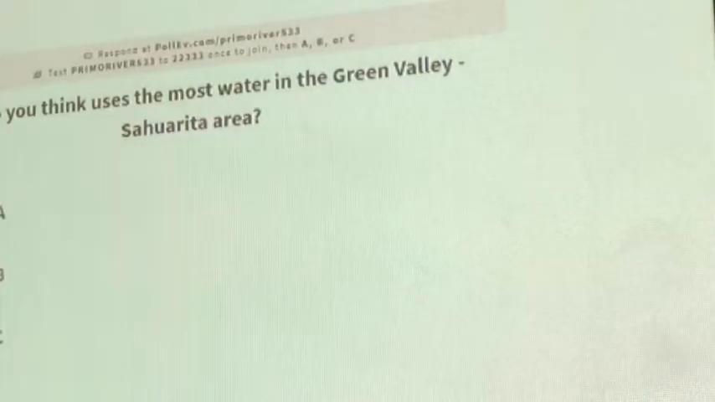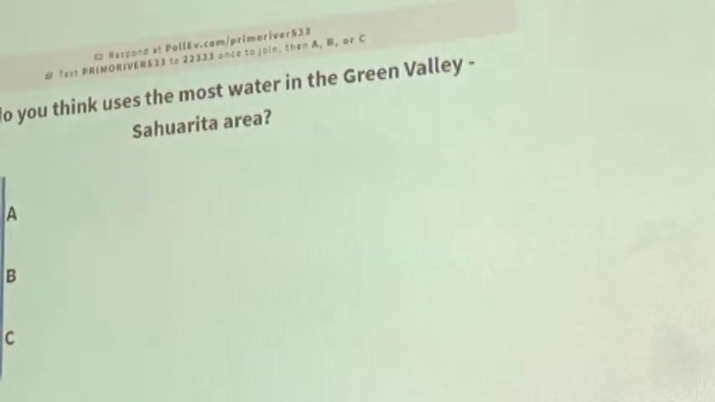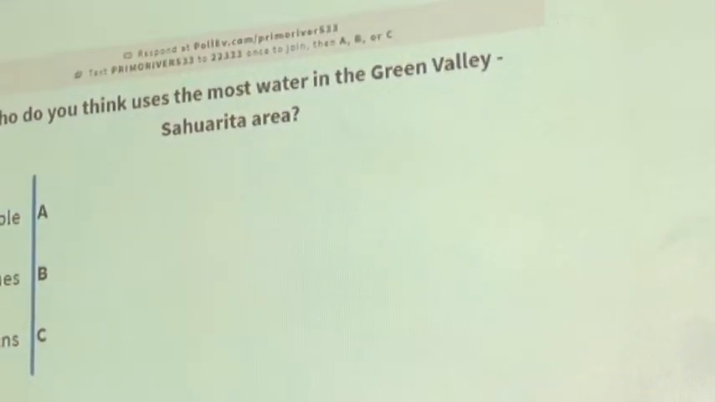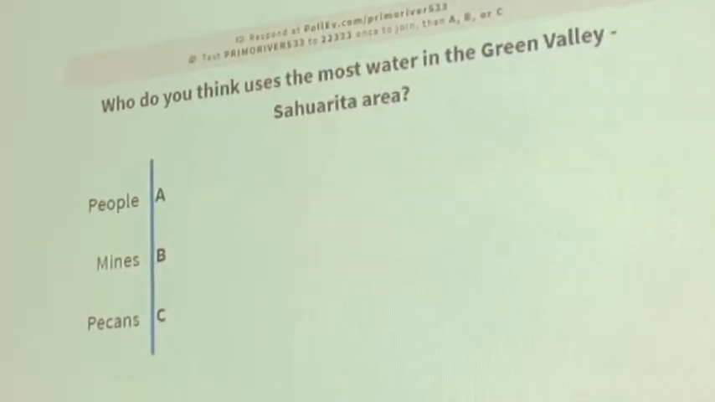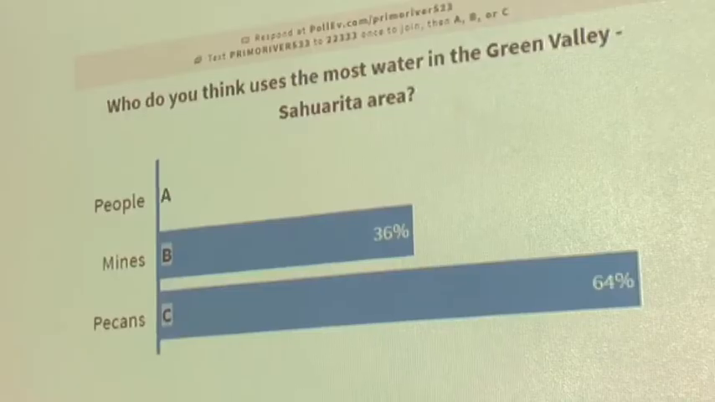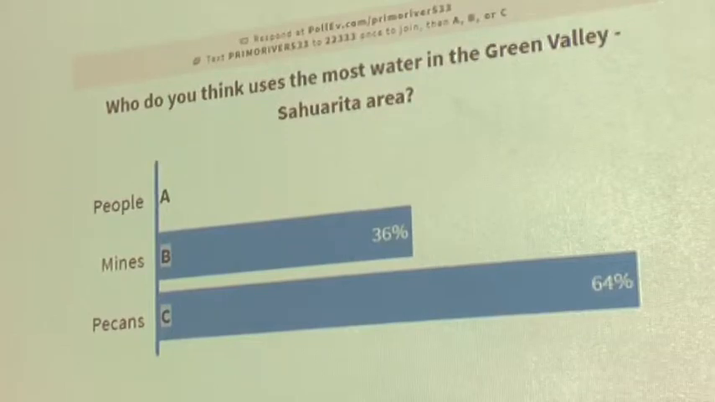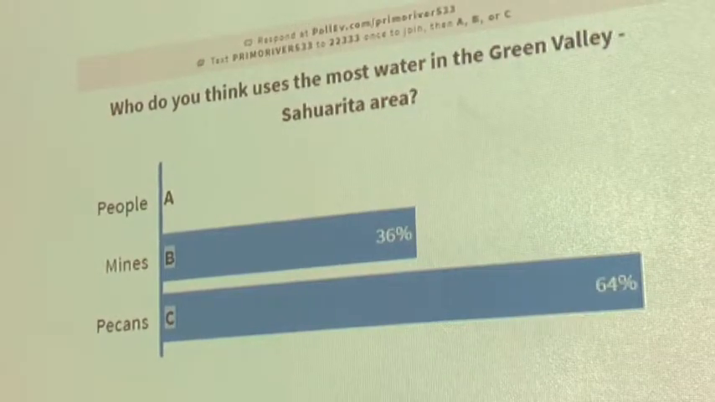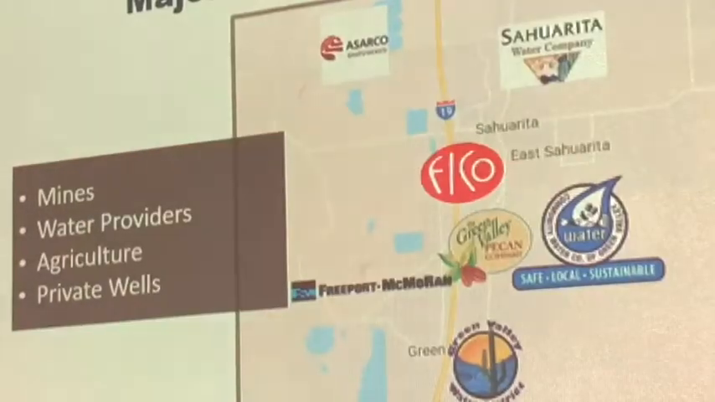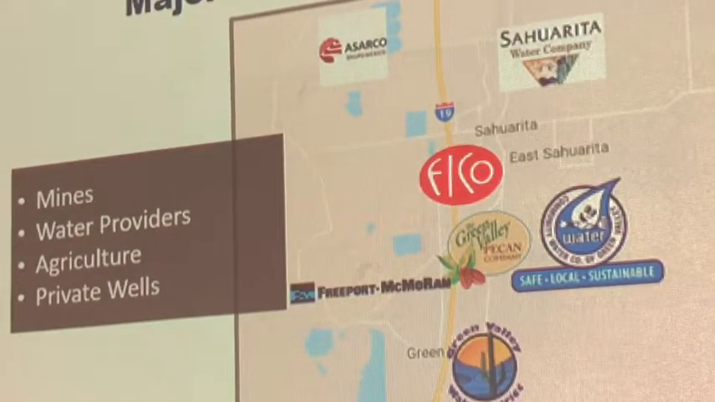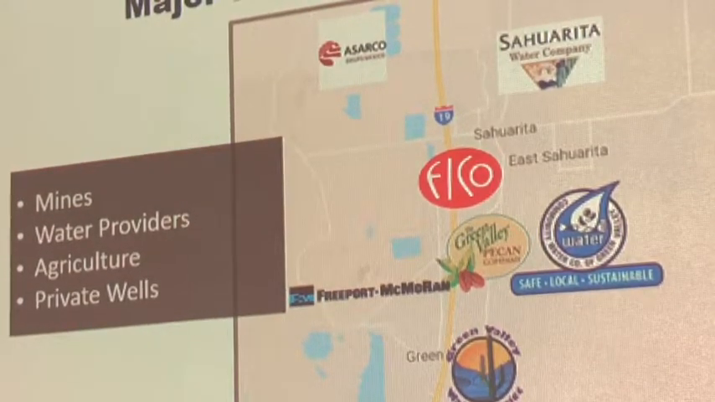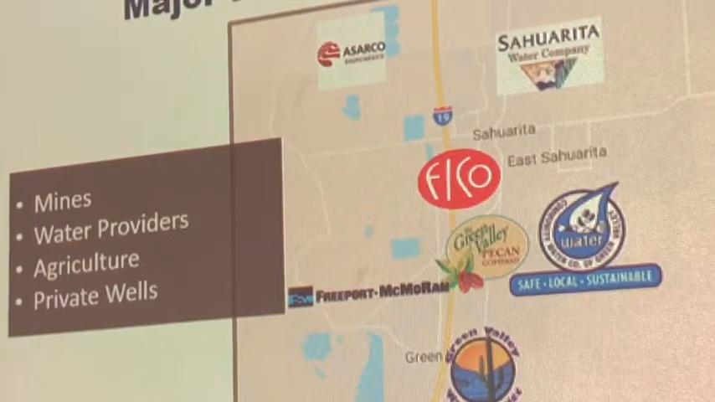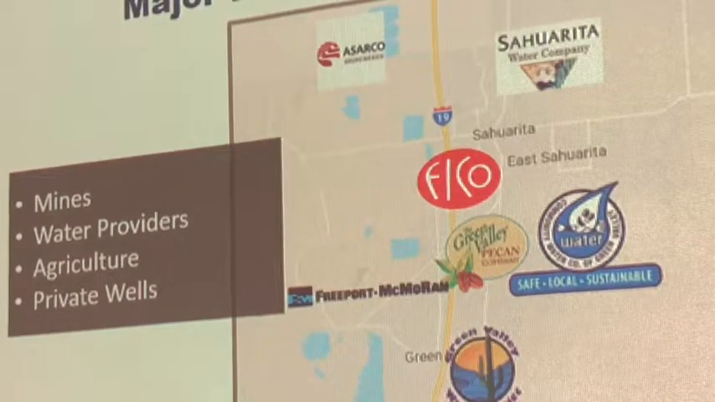So now, who do you think uses the most water in Green Valley and the Sahuarita area? People, mines, or pecans? Mines or pecans? Let's see. Well, it's one of those. These are the main water users in the region. Mines, water providers, that's people, agriculture, and private wells, also people.